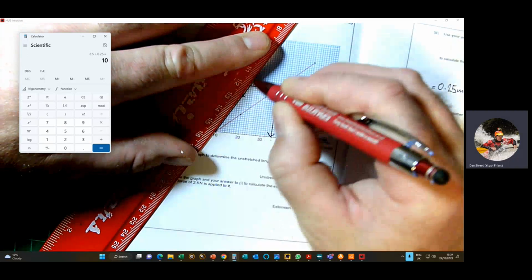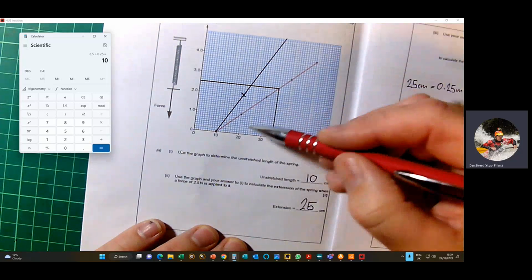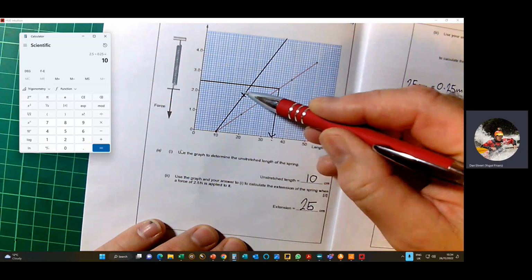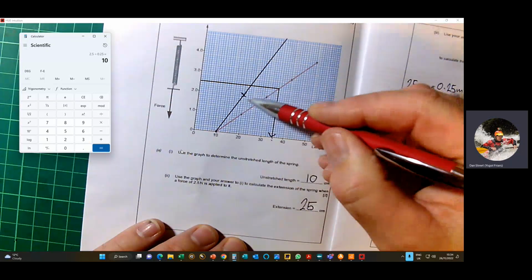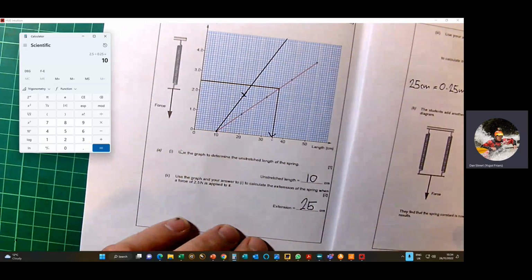So this line is twice as steep. We can be confident of that because to get the extension of 20 centimeters, it takes twice the force because it's twice the spring constant and twice the number of springs. Okay.